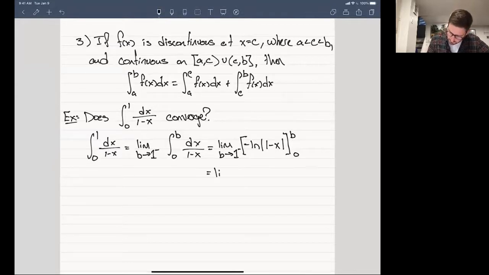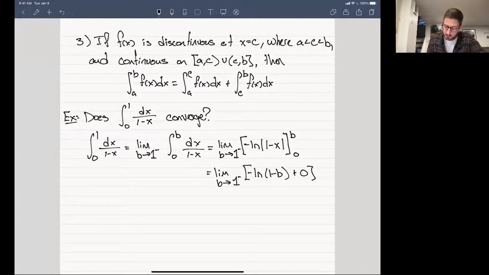So this gives me the limit as b goes to 1 from the left of negative logarithm of 1 minus b. Now, the reason I can drop my absolute values here is because b is smaller than 1, which makes 1 minus b positive. Okay, so we can pay attention to that small detail here. If you didn't do it, that's okay. You can still keep the absolute value around it. And then when x is equal to 0, you get the natural logarithm of 1, which is equal to 0.